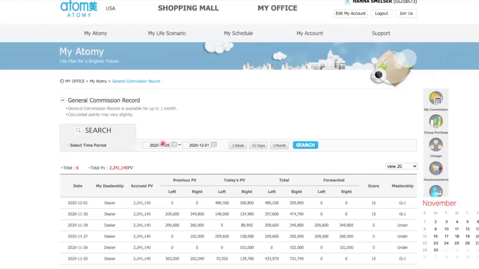So we looked from 11/25, right, November 25th, to December 1st under General Commission Record. On the 25th, I had 300,000 points on each side, and that gave me a grade 1, which is plus or minus $60. On the 30th of November, I had a total of 300,000 on each side, and I was paid out plus or minus $60. And then again on December 1st, I had 300,000 minimum on each side, and I was paid out plus or minus $60. Now, I didn't actually get paid on the 8th because remember, it's calculated on Tuesday, it's paid out on Friday. So that 183, I was actually paid it out to my bank account for me to be able to use on Friday, December 11th.